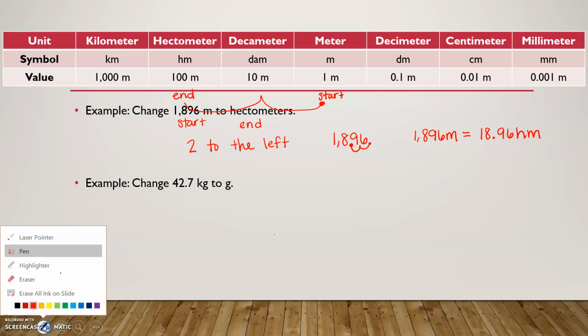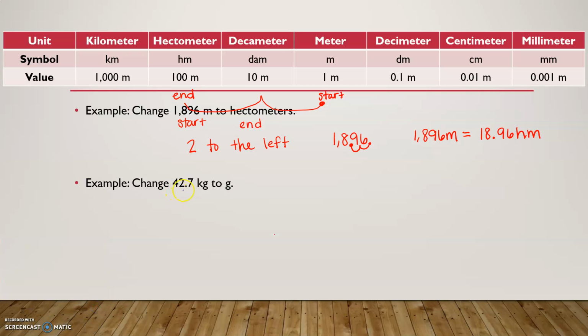So now let me change colors. We've got 42.7 kilograms to grams. So now I'm starting here, and I'm ending. Remember, it doesn't say grams or meters. It says I need grams, but it's the same thing. That gram is our unit measure. So I'm going to count how many I move. I started here, and I'm going to move 1, 2, 3 to the right. So I moved 3 to the right.